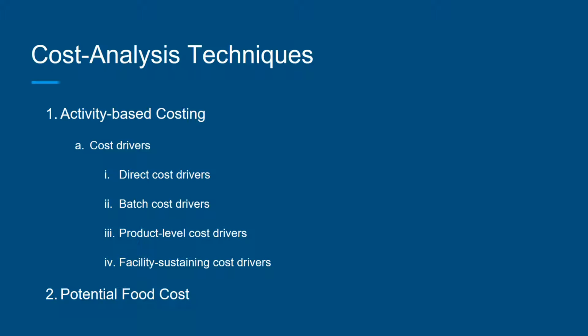Third is product level drivers. This cost is allocated proportionately to the raw cost of specific menu items because it deals with the course of activities used to produce those items. Lastly are facility sustaining cost drivers. These are an expense that arises from the operation's general processes and is allocated to the raw cost of menu items.